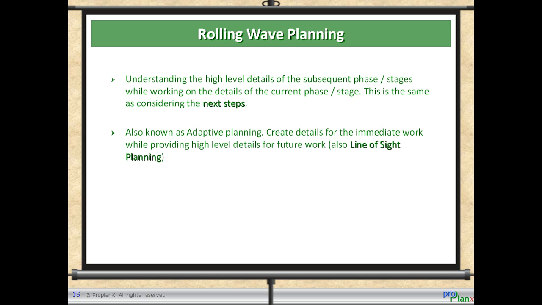Rolling wave planning. Rolling wave planning is about understanding the high-level details of the subsequent phase or stages while working on the details of the current phase or stage. This is the same as considering the next steps. It is also known as adaptive planning. That is, we create details for the immediate work while providing high-level details for future work. Another term used to describe this is line of sight planning.